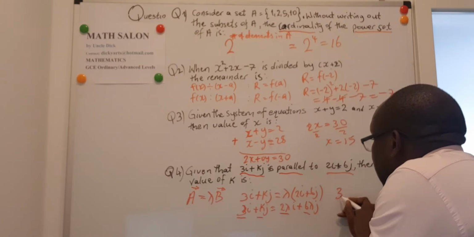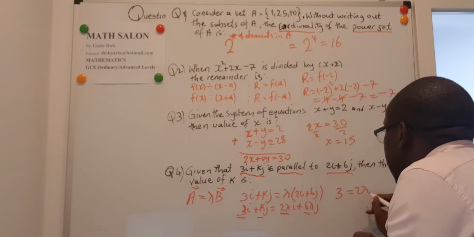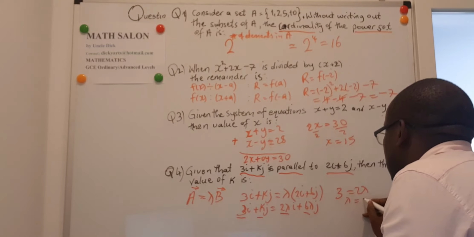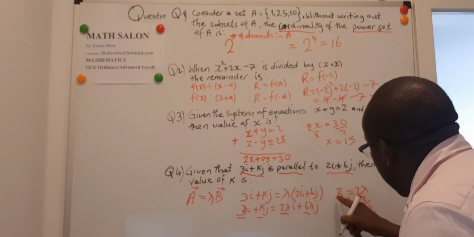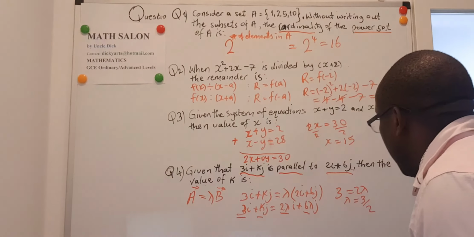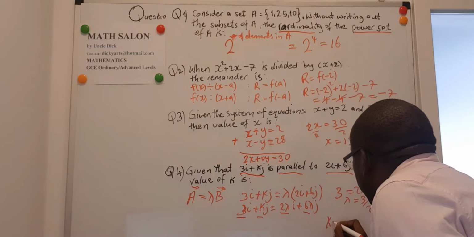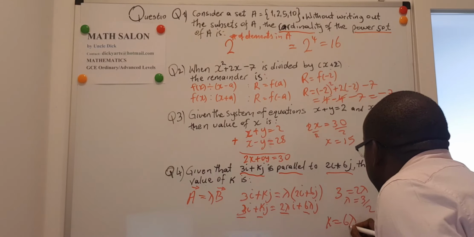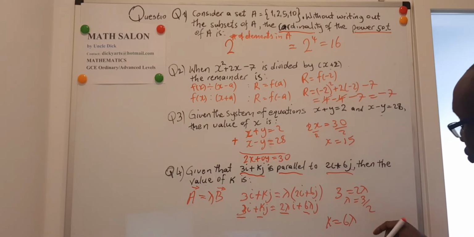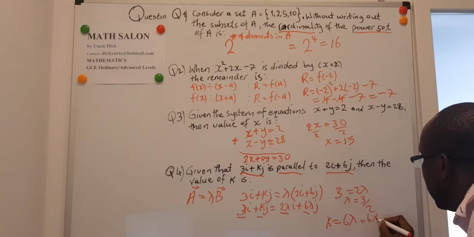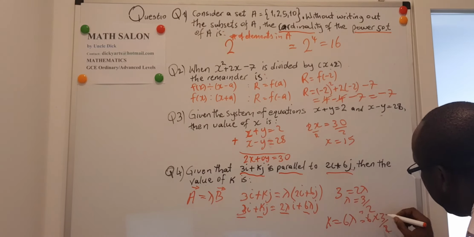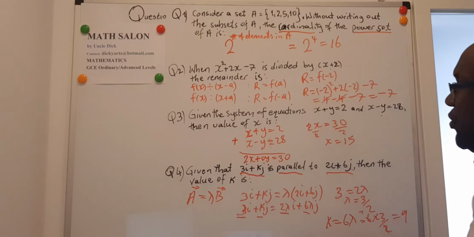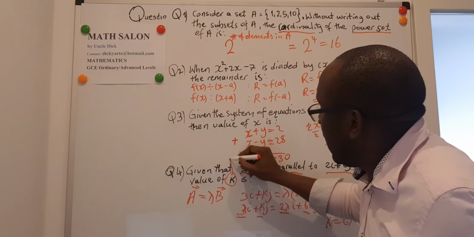That means 3 is equal to 2 lambda. So lambda is equal to 3 divided by 2. If I divide both sides by 2, these two cancel, I get 3 on 2. And my k should be equal to 6 lambda. But lambda is 3 on 2, so I can put it there. So that's 6 times 3 on 2. 2 goes here 1, 2 goes there 3. 3 times 3 is 9. So k here is 9.